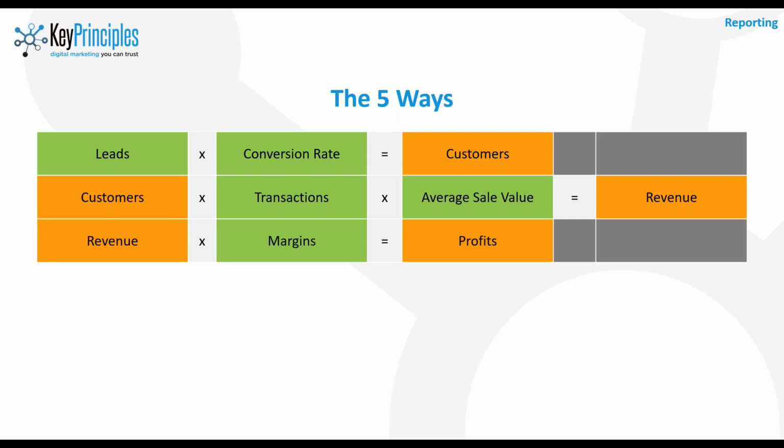So for example, the top row, we don't have control over the number of customers we have. However, we do have control of the number of leads that we can generate through our marketing activity. We do have some control over the conversion rate. So it's those 2 elements that we need to focus on to actually improve our marketing. And then the outcome is the customers.